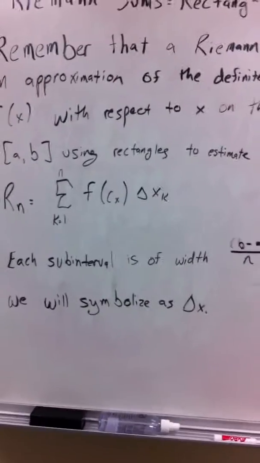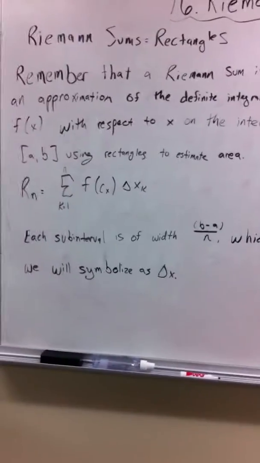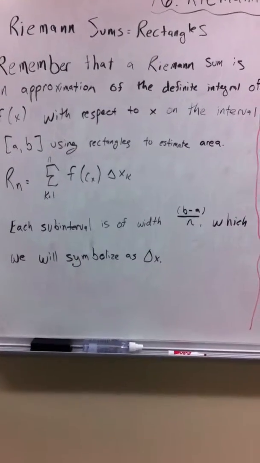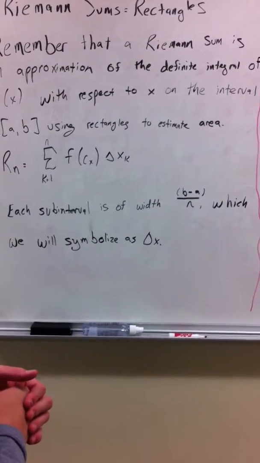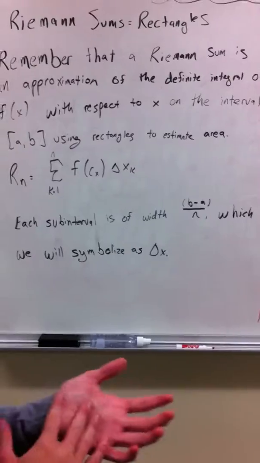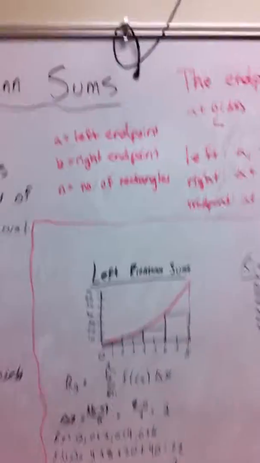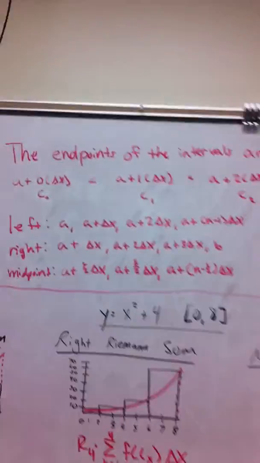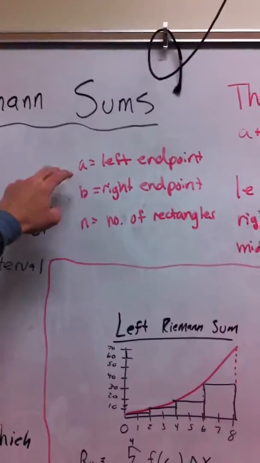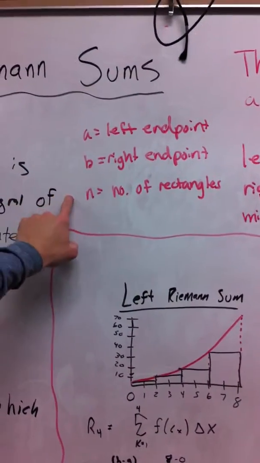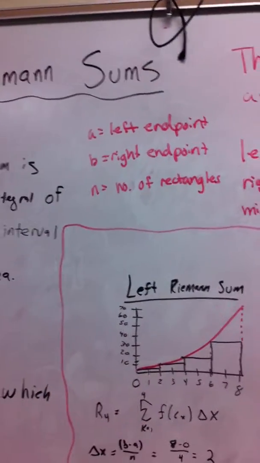Now that we know this, each subinterval of our Riemann sum is of width (b minus a) over n, which we symbolize as delta x. So those are just the definitions. Now we're going to go into some summation definitions. Here a is equal to the left endpoint, b equals the right endpoint, and n equals the number of rectangles.